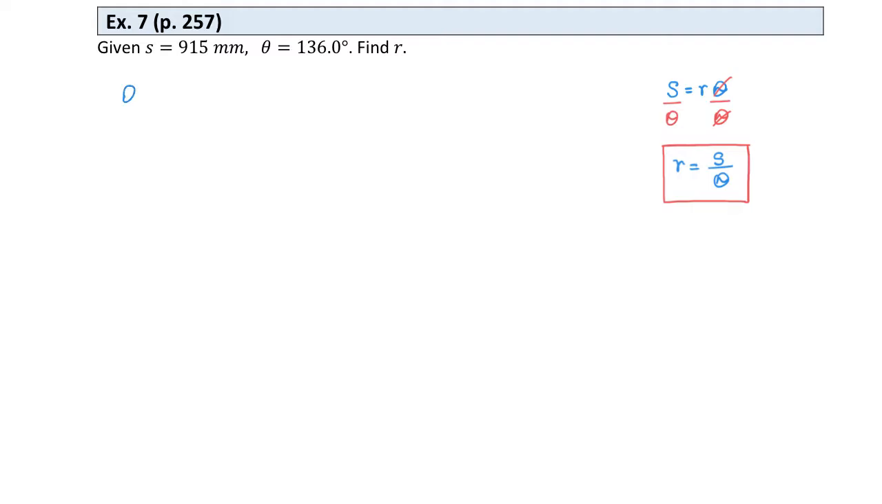So theta equals 136 degrees, and to convert it to radians, we will multiply it by pi radians over 180 degrees. The symbols for degrees will cancel, and if we multiply 136 by pi, then divide by 180, we will get approximately 2.374 radians. Now we will use the formula to the right to find the radius.